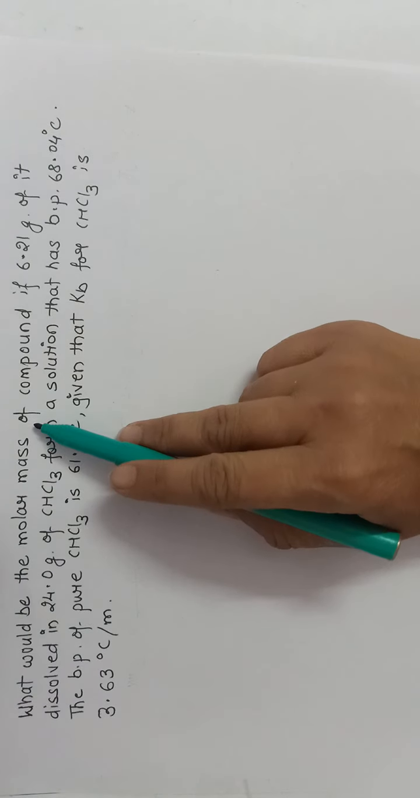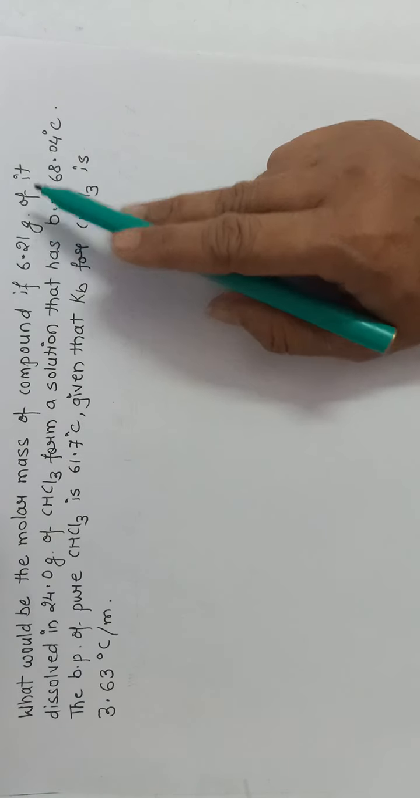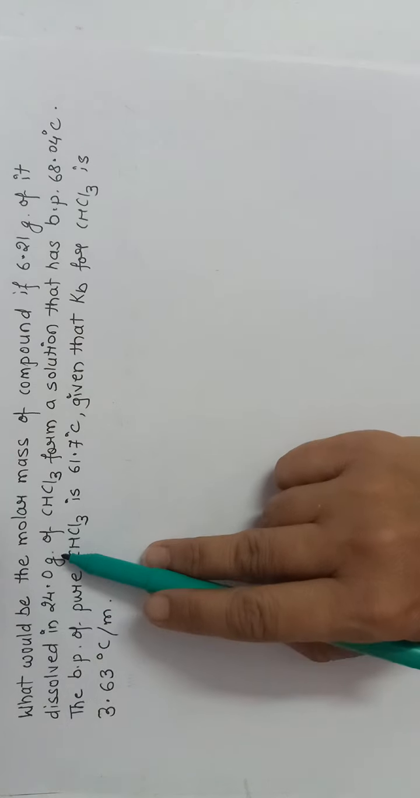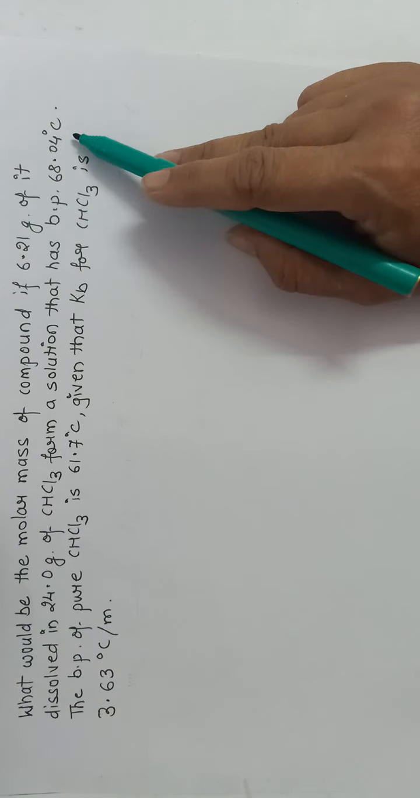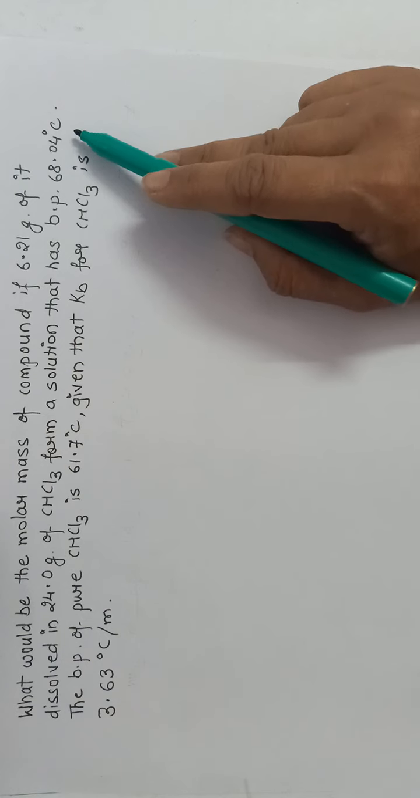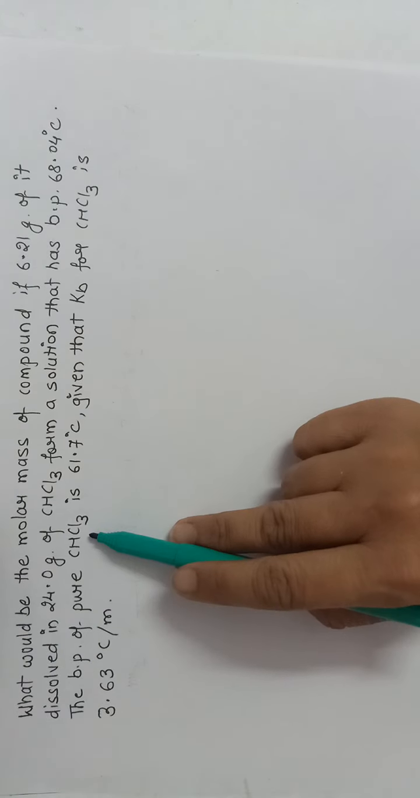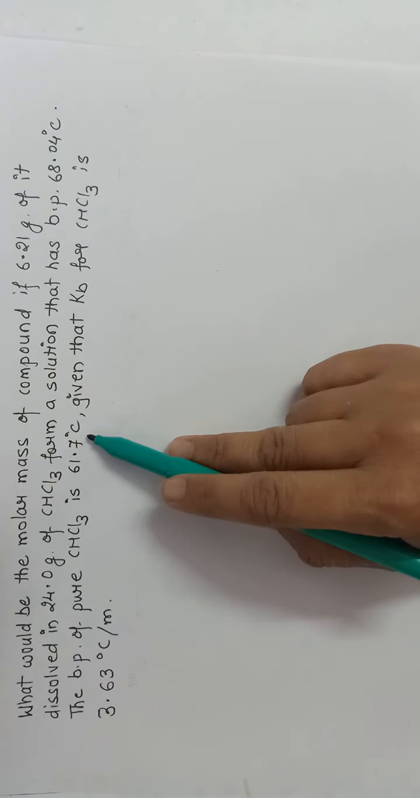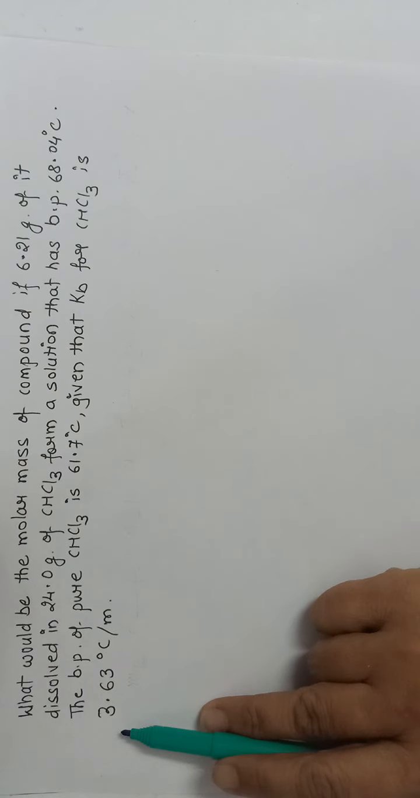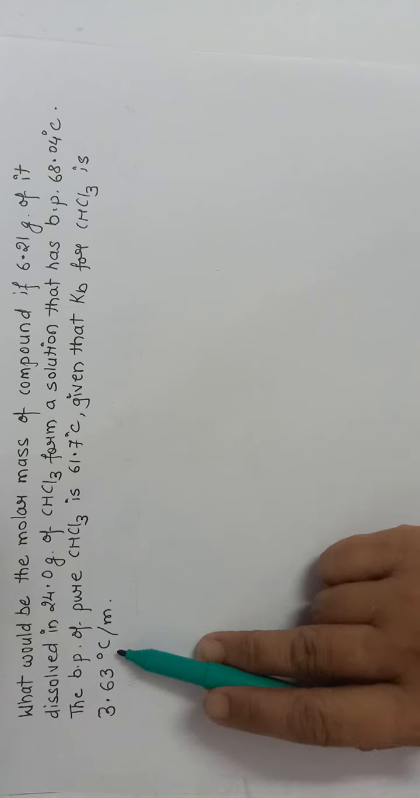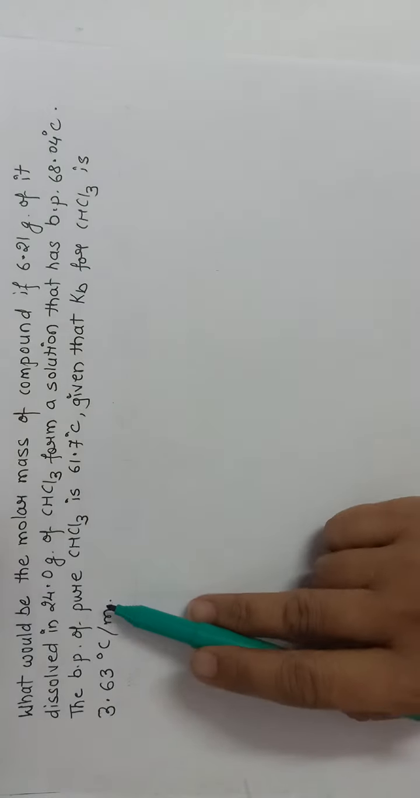What would be the molar mass of a compound if 6.21 gram of it is dissolved in 24 gram of chloroform to form a solution that has boiling point 68.04 degrees Celsius. The boiling point of pure chloroform is 61.7 degrees. Given that Kb for chloroform is 3.63. So let us first write down whatever information is given.